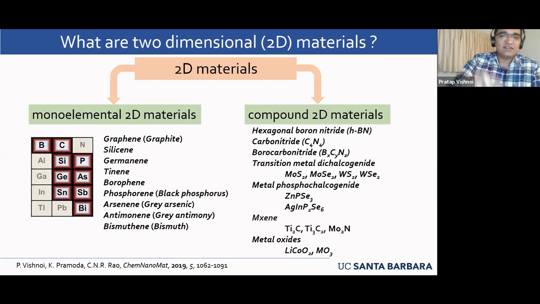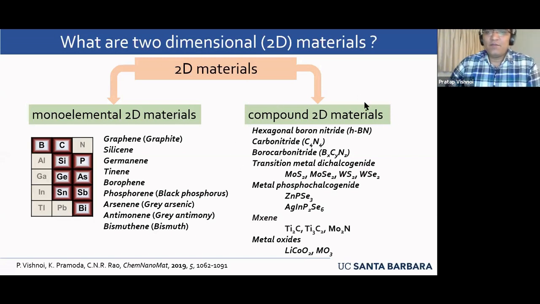The thickness of a single layer, depending on the material, is 2 to 3 angstrom. That's 1 divided by 10 to the power 9 or 10 meters. So that's nanoscience, which starts with single or few-layer material.